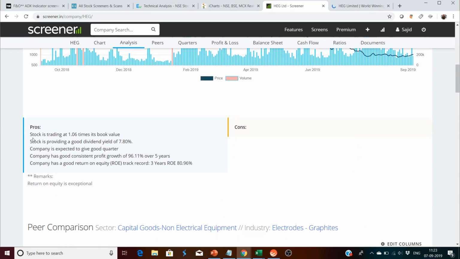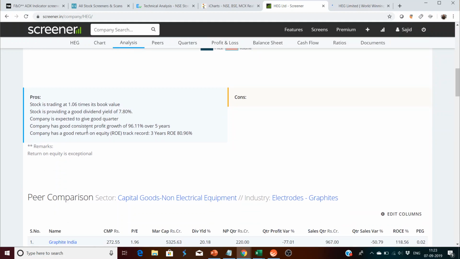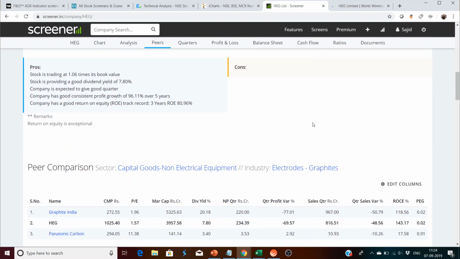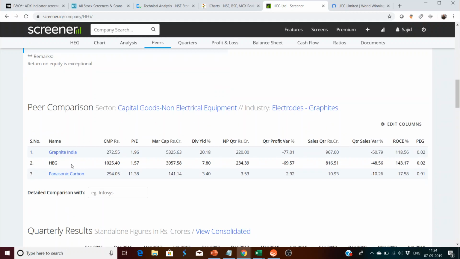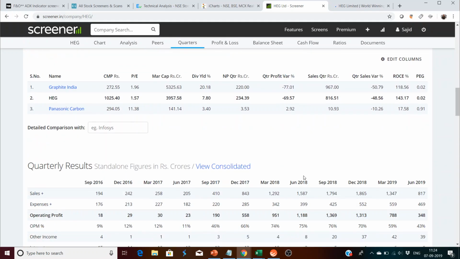So you can see pros. Stock is trading at 1.06 times its book value. Stock is providing a good dividend of 7.8%. Company is expected to give good quarter results. Company has good consistent profit of 96.11 over 5 years. There are no cons in this. And what is the competition to this? Graphite India, Panasonic Carbon.